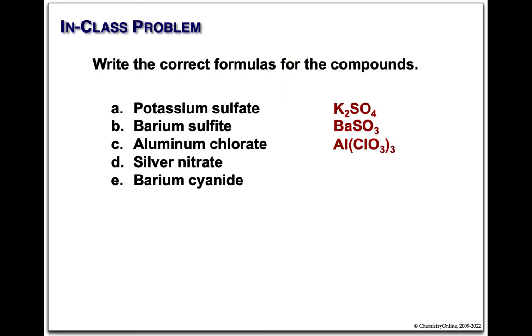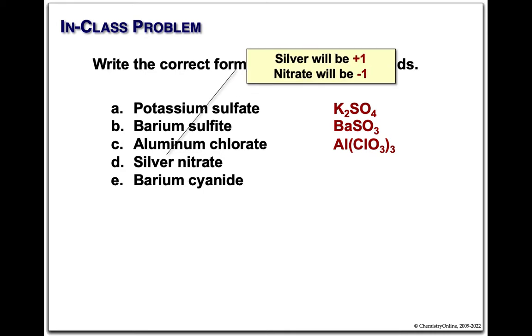Silver nitrate. Silver is actually a transition metal, right here. In spite of that, silver is always +1. Just remember that. Silver, +1, nitrate. The parent of nitrogen is -1. 1 silver, 1 nitrate.